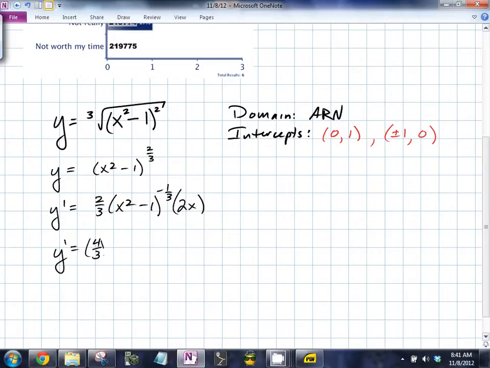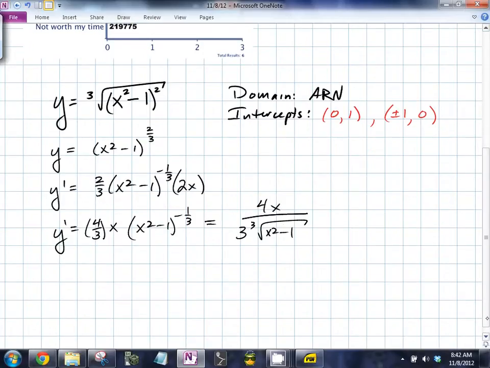Yeah, 4/3 x times x squared minus 1 to the negative 1/3. If we're going to have to analyze this, we might as well rewrite it without a negative exponent. So what do you end up with? 4x over 3 times the cube root of x squared minus 1. Oh, I wrote 3 cubed, it's the cube root. Wow, I have a short memory. The cube root like that.